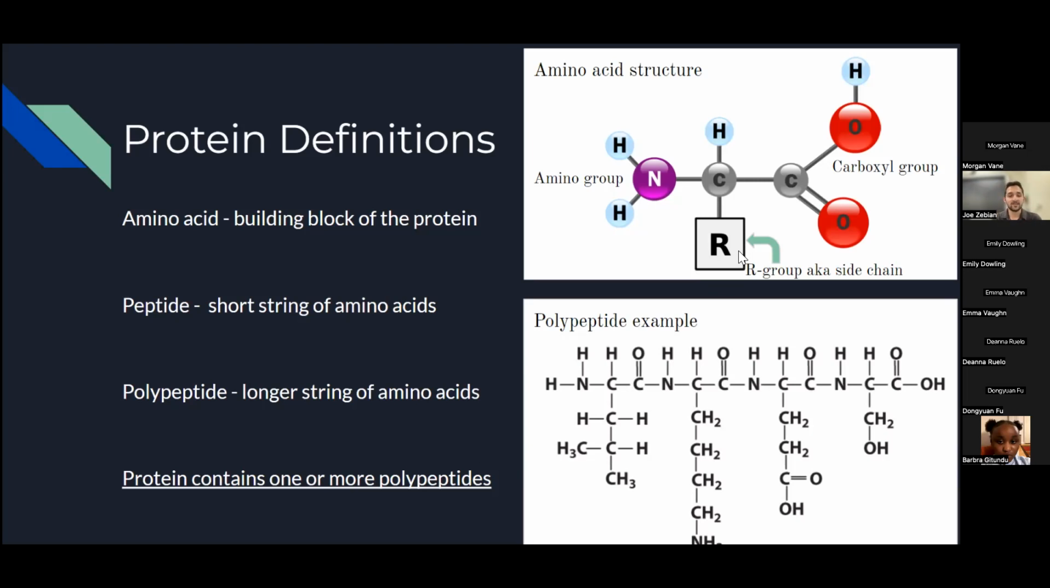Now that we have our amino acid, we know that they are bonded together by peptide bonds, which are a rather strong covalent type of bond. A polypeptide is a longer string of amino acids versus a peptide, which is just a short string of amino acids. And a protein itself can contain 1 or more polypeptides. On the right of the screen, we have an example of one right there.